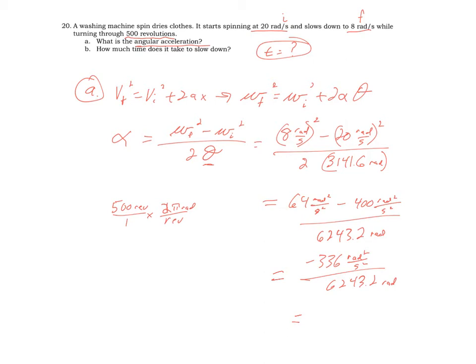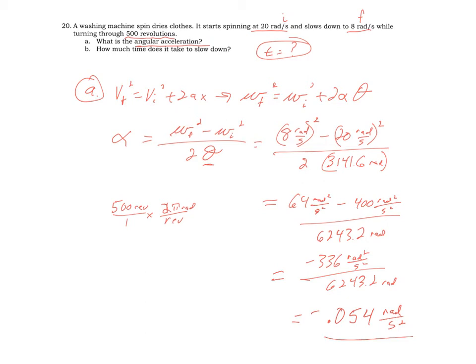So I think the answer key is wrong because it never converted revolutions to radians. So the answer key is wrong. I'm right. It's negative 0.05, let's round that to 0.054 radians per second squared. So if you do the math, they never switched that over to radians, which is wrong. So sorry about that. The worksheet's wrong. I'll tell us tomorrow. Let's do time now.